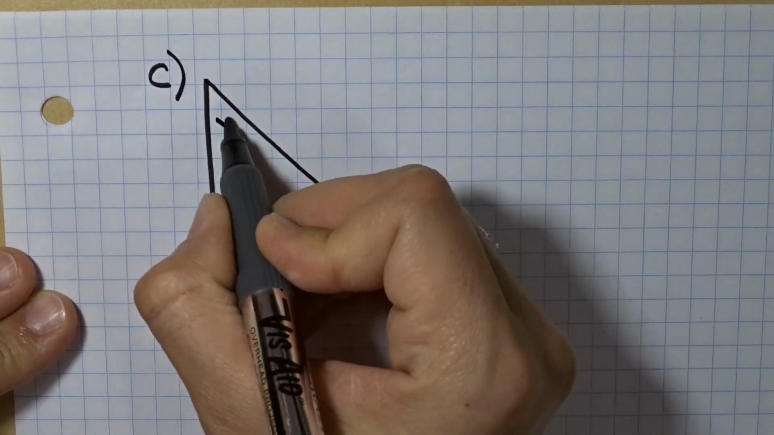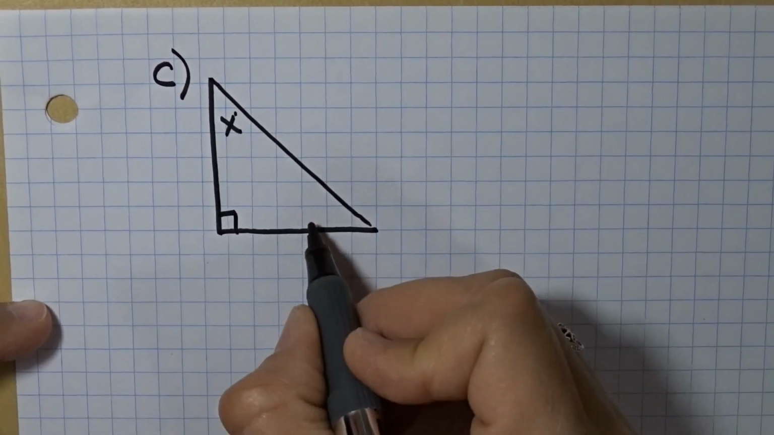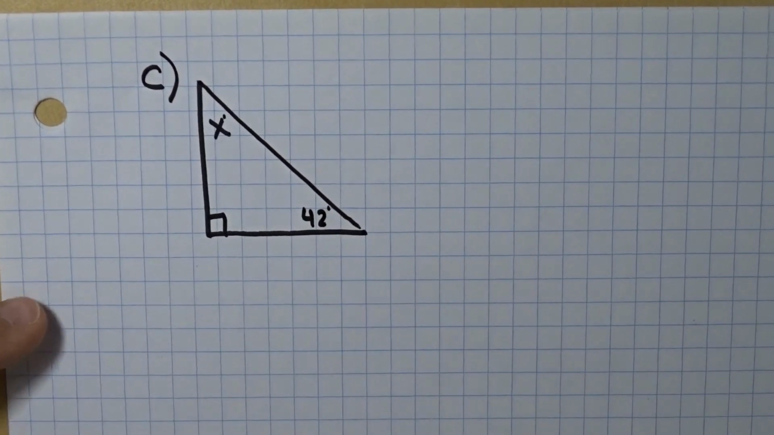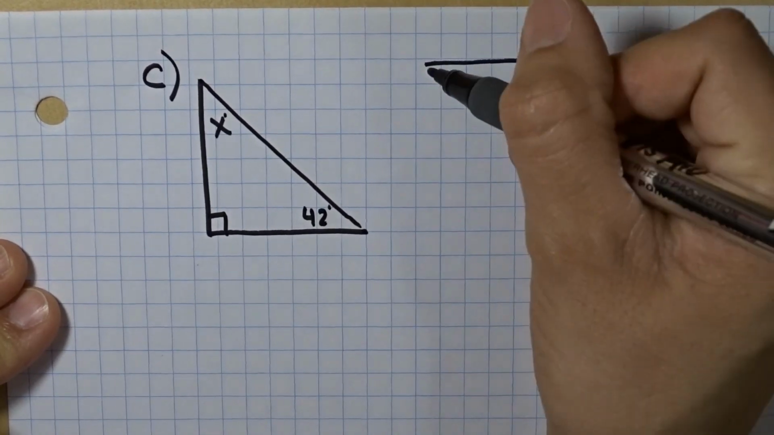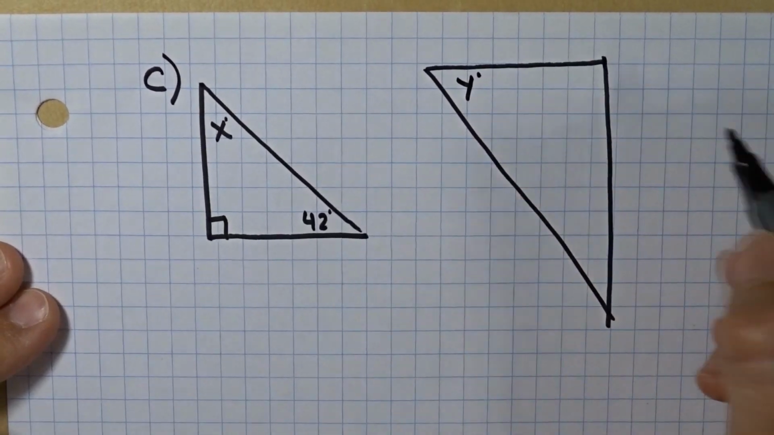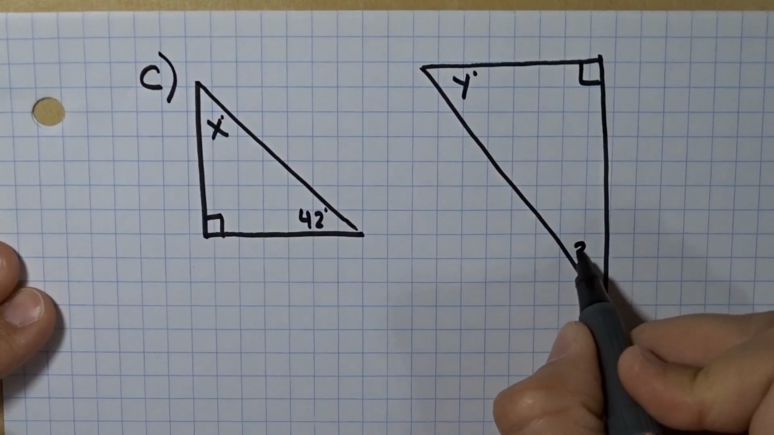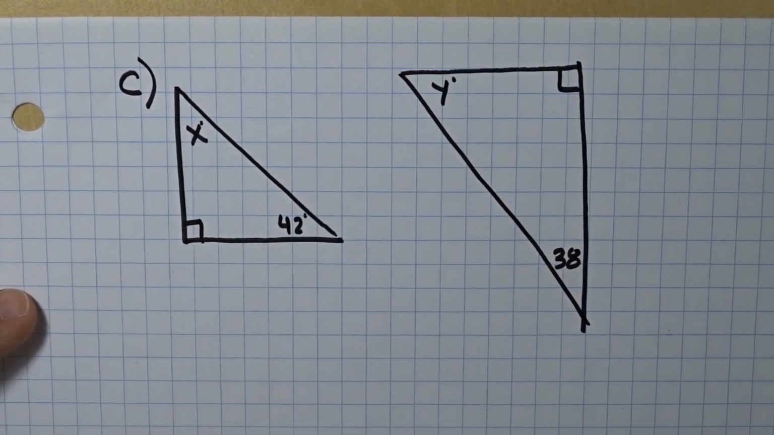So we have angle X here, a 90-degree here, and a 42-degree here. And I got a bigger right triangle here. And I'm going to call this one Y, 90, and 38. The question is going to be, are these similar?